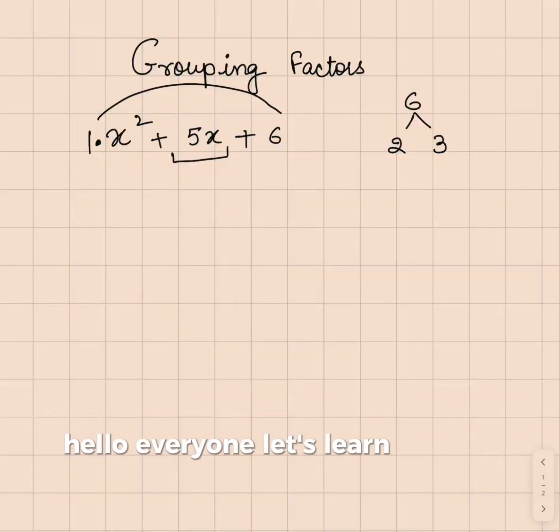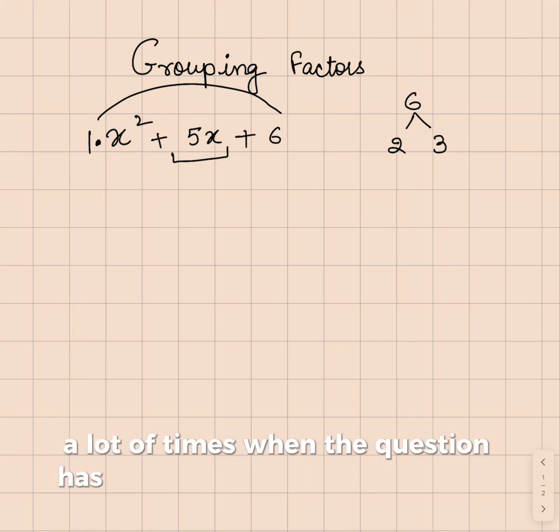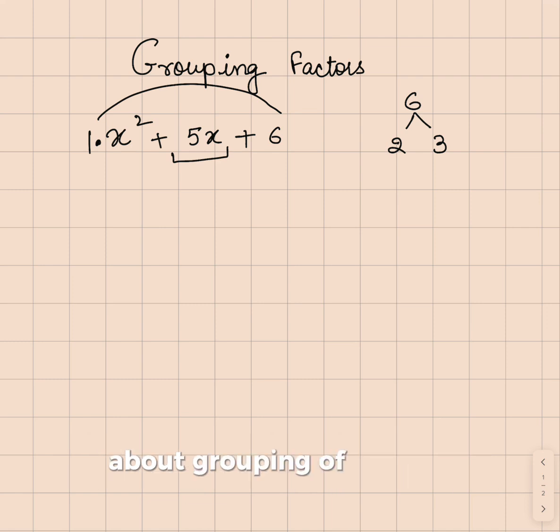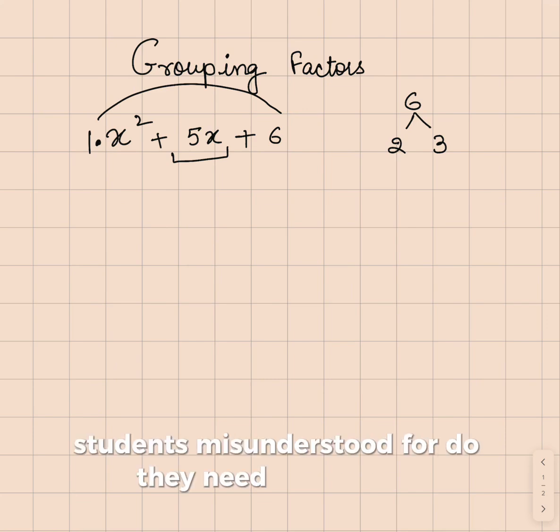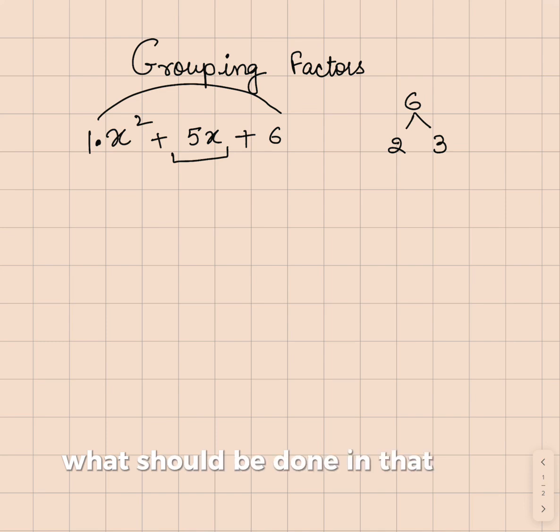Hello everyone, let's learn how to group factors. And why are we discussing grouping factors? A lot of times when the question has directly been proposed to you about grouping of four terms, I see a lot of confusion. Students misunderstood it for, do they need to factorize? What should be done in that case?